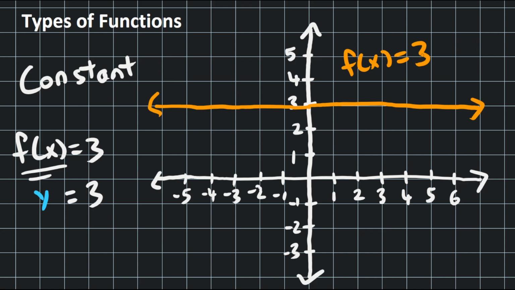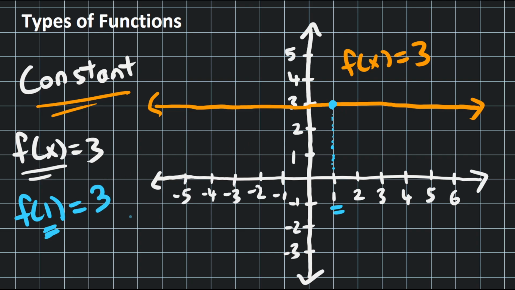Now, what makes this function constant? Why is it constant? Well, let's try to take f of 1. How do I find f of 1? Well, where x equals 1, let's go ahead and find 1 on the x-axis right there, and draw a dotted line to see where it touches the line. And there we go. It touches the line at 3, right here, 3 on the y-axis. So f of 1 equals 3.